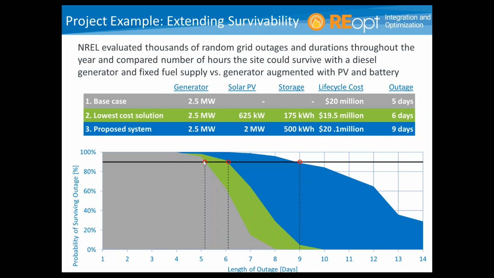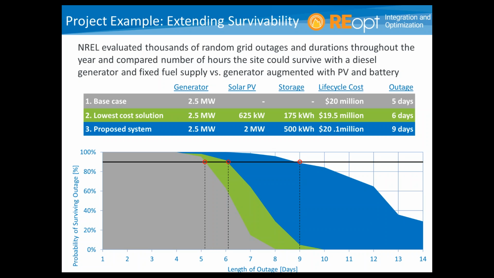The next thing we did was look at the lowest cost solution. So this was looking at how this site can reduce their cost of energy the most. What we found was by installing a 625 kilowatt PV system and 175 kilowatts of storage, they would be able to reduce their life cycle cost of energy by about $500,000. So they started at a baseline of 20 million and were able to bring it down to 19.5 million by installing this solar and storage system.